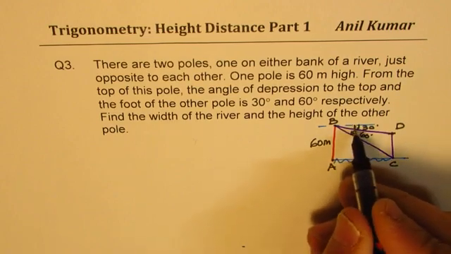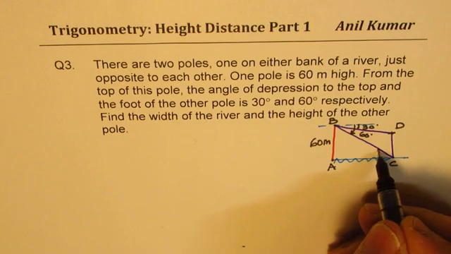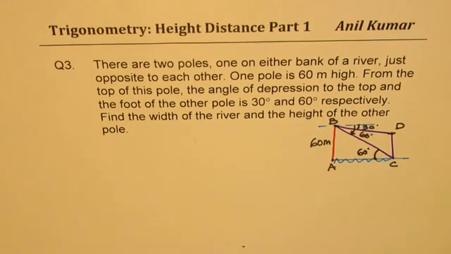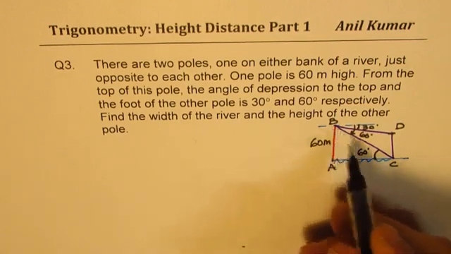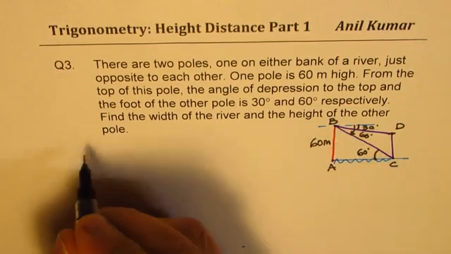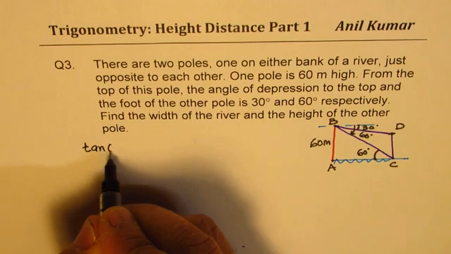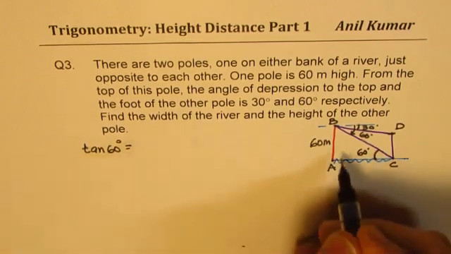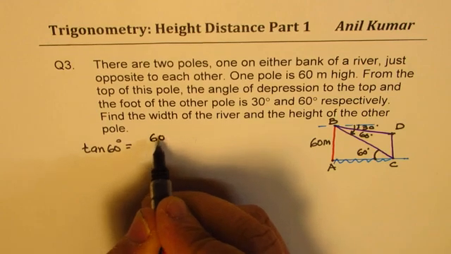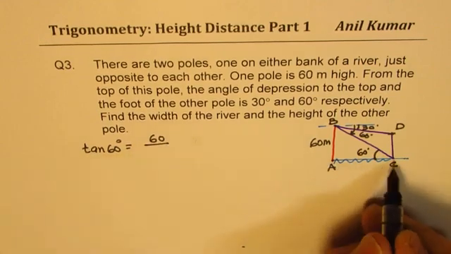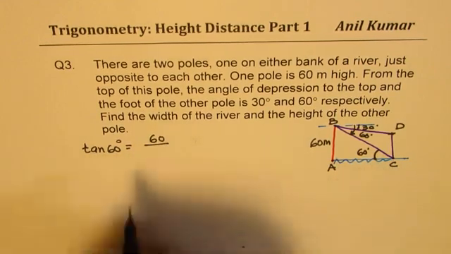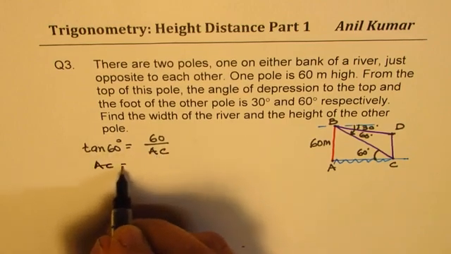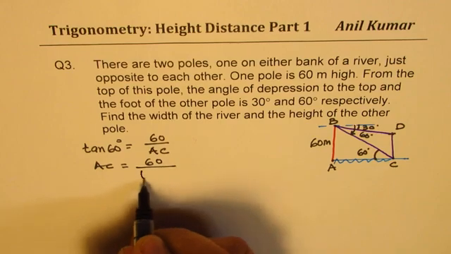This angle is 60 degrees, so therefore that angle should also be 60 degrees. Correct? So from here we'll get the width using tan ratio, right? So if tan of 60 degrees is equal to the opposite side, which is 60, over the adjacent side AC, right? So we'll say AC at present. So just cross multiply. So AC is equal to 60 over tan 60.